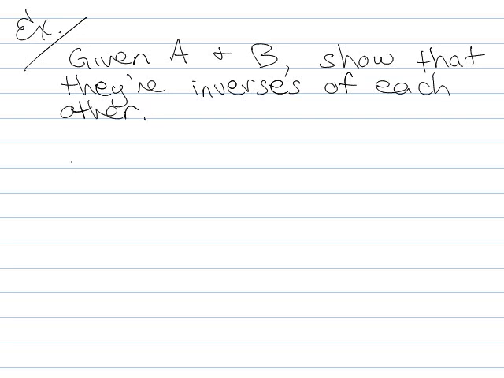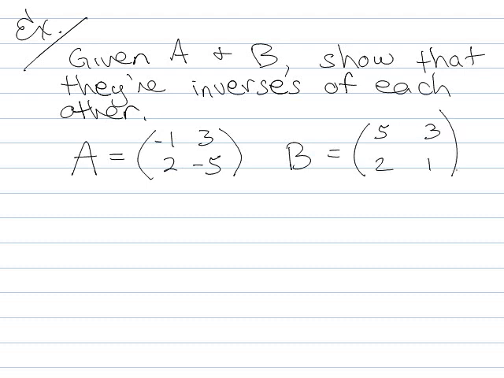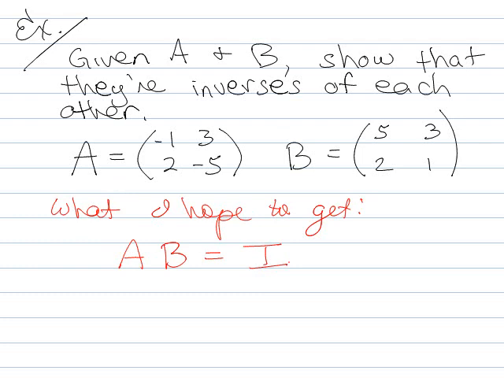Okay, so here's my matrix A, and we'll make it be -1, 3, 2, -5, and then B is 5, 3, and then 2, 1. So you have to go back to what's our definition of an inverse. If two things are inverses of each other, then if I multiply them together, I want A times B to be an identity matrix, and I want B times A to be the identity matrix.